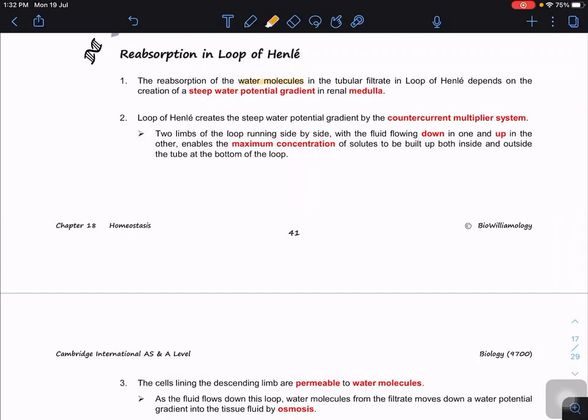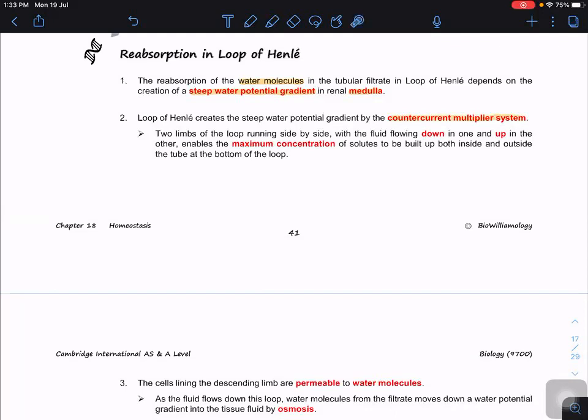We do know that we still have about 64, almost 65 liters of the fluid still inside the loop of Henle per day. Therefore, we need to reabsorb them back. The reabsorption of water molecules from the tubular filtrate in the loop of Henle depends on the creation of a steep water potential gradient in the renal medulla. Why the renal medulla? Because we can find the loop of Henle inside the renal medulla. The system that does this is the counter current multiplier system.